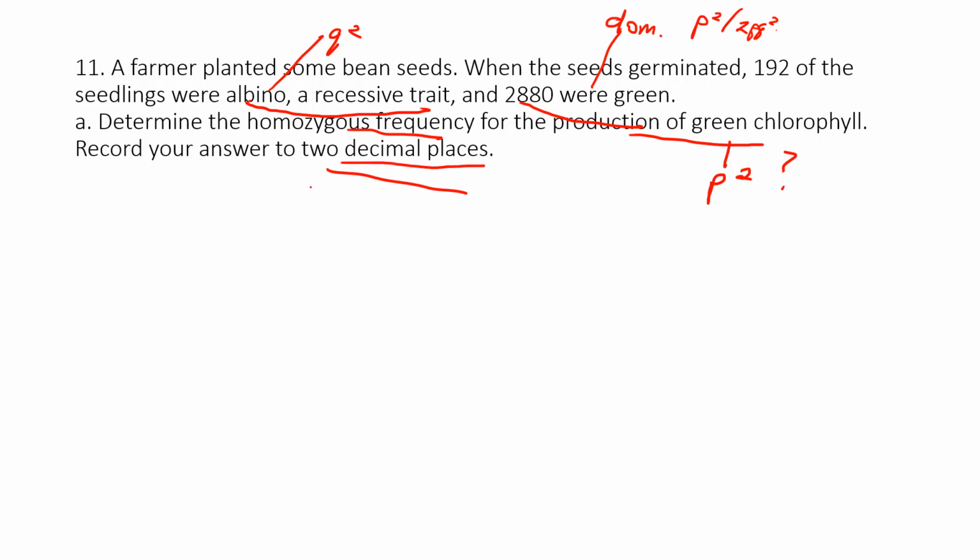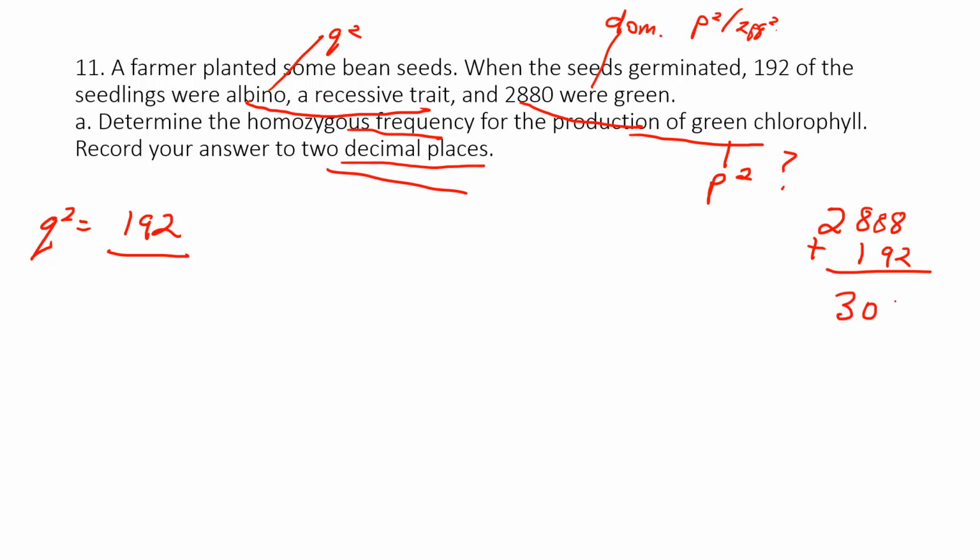So, if we take a look at this, we know that we're going to use the recessive trait. It says 192 are Q squared, but that's just the number of individual plants that are albino. What we have to do to find the frequency is take that and put it over the total. Now, we haven't determined what the total is yet, because we can see here that we have 2,880 green, but we also have 192 albino. So we have to add those together to find out what the total is for this particular study.